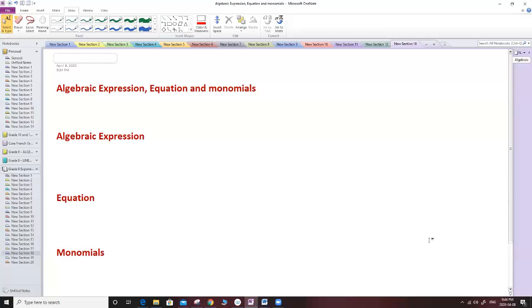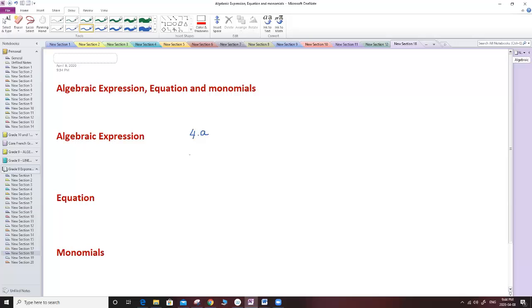Hi, grade 9. We are taking now a new lesson called algebraic expression, equation, and monomial. We need to understand a little bit the difference between the three. Algebraic expression is a mix between constant, like 4, and let's say a variable, like a, and hidden multiplication.